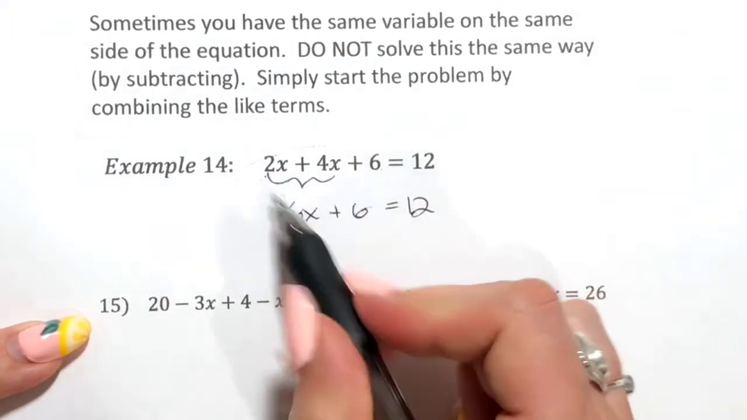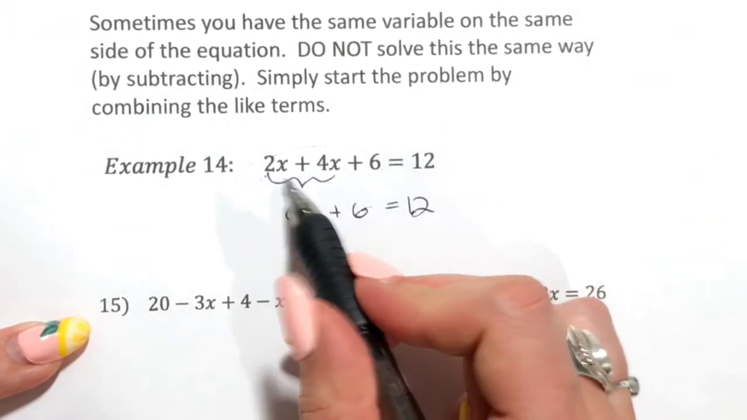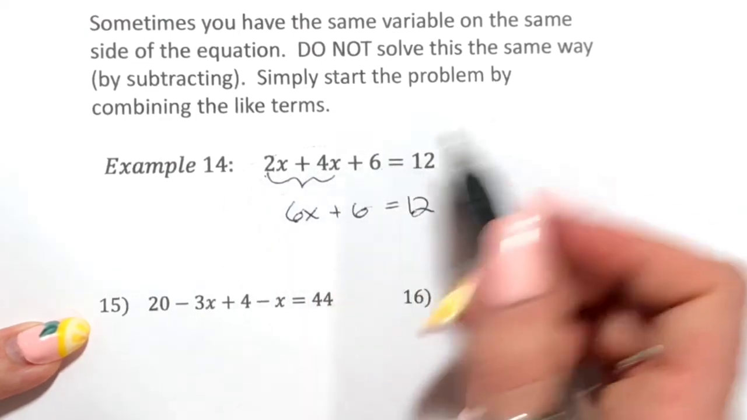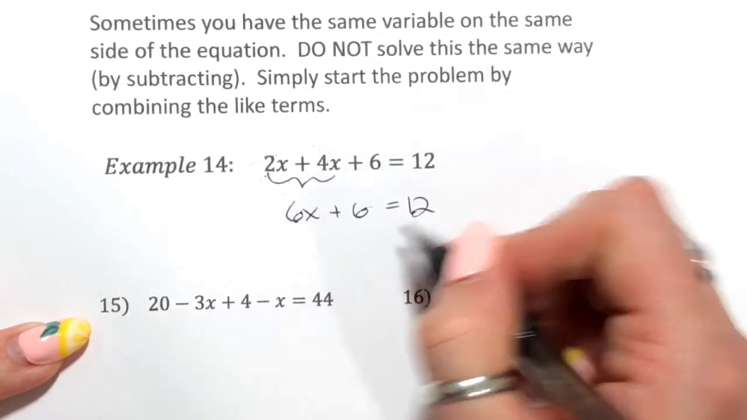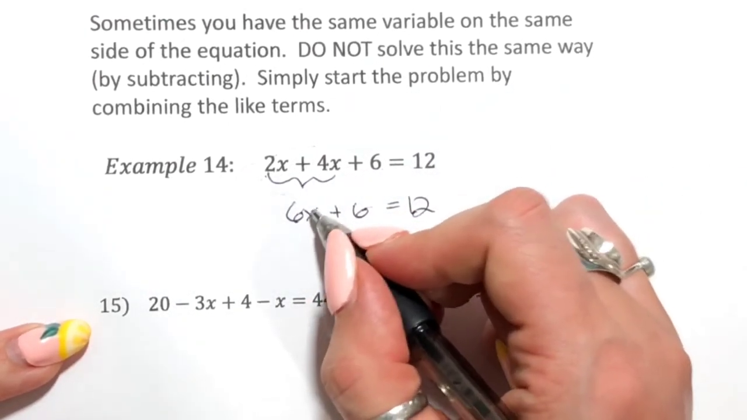So I can just jump straight to combining them. I don't need to subtract or add anything to the other side. And then from here, it's just like what we were doing before. We're just trying to solve for x.